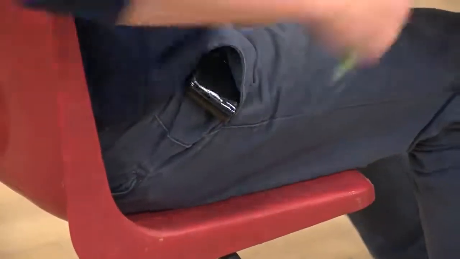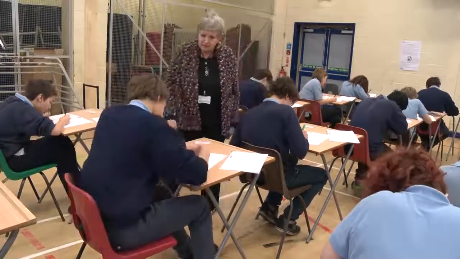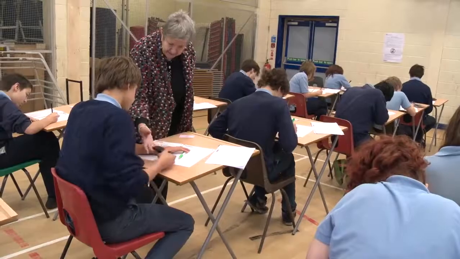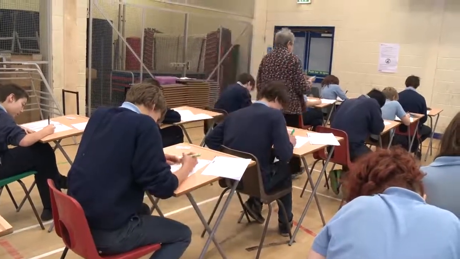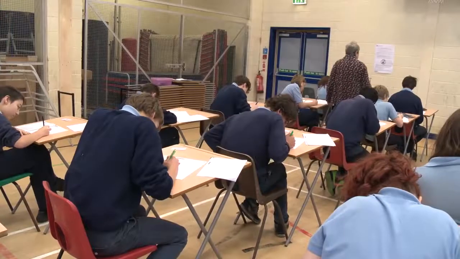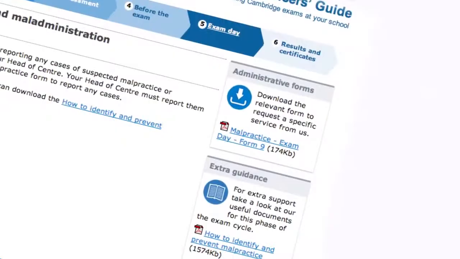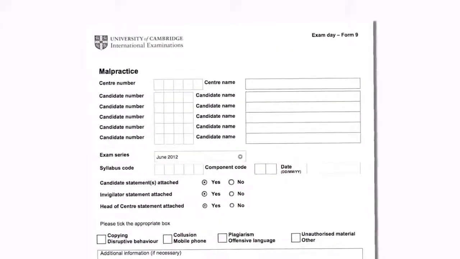If you see a candidate doing any of these things, you must remove any unauthorised material, warn them that they may be excluded from the exam, record what has happened and keep the evidence, and call for help if necessary. After the exam, make sure that Malpractice Exam Day Form 9 is completed and sent to us.